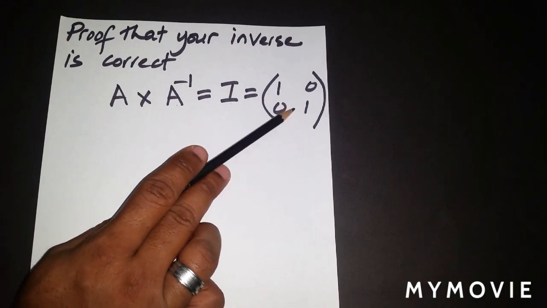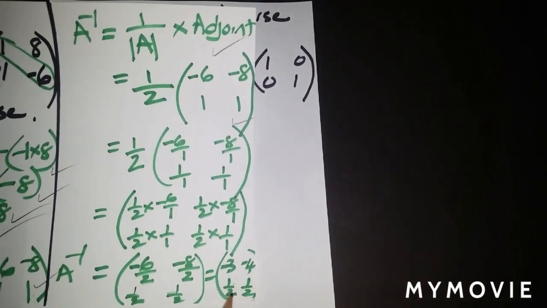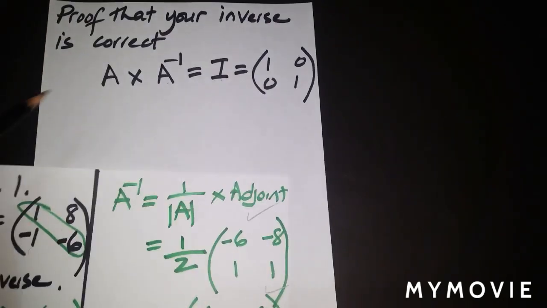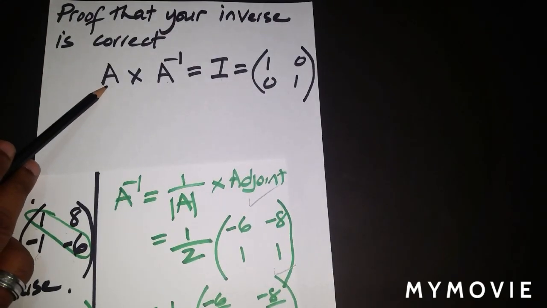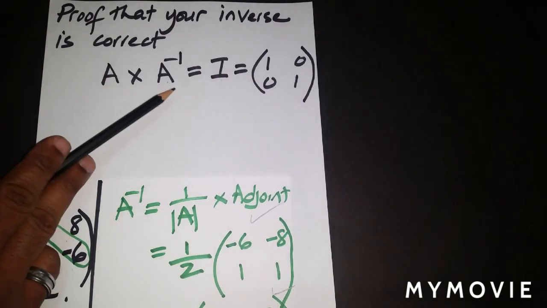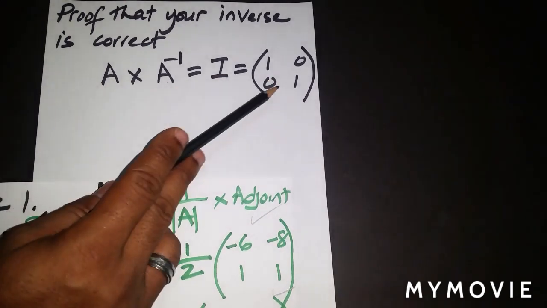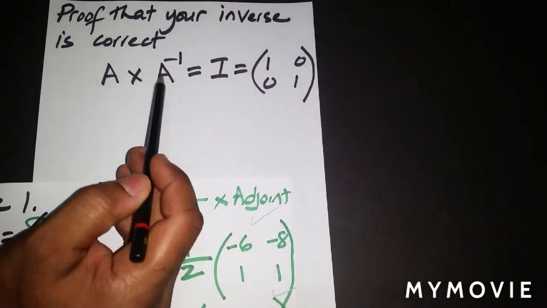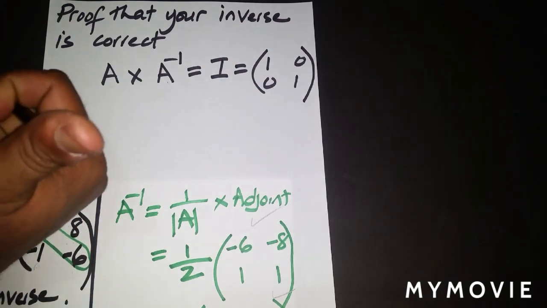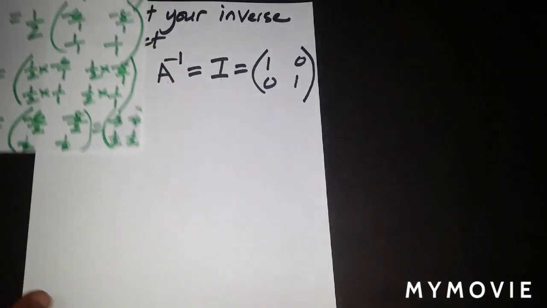If you don't get this matrix, then it means that the inverse is not correct, because obviously it couldn't be the original matrix, since that's what they gave you in the question. If you get this, then it means that the inverse is good. So let's test and see if our answer is correct.